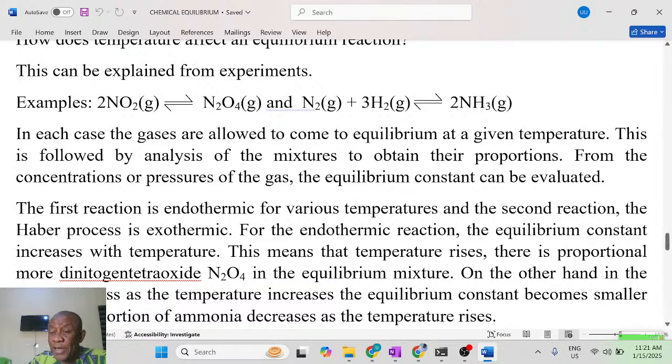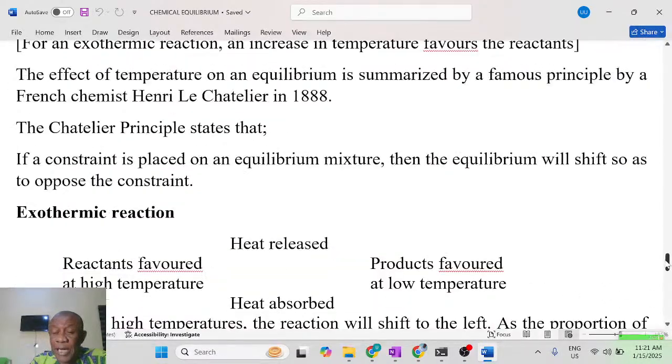Then for the endothermic reaction, the equilibrium constant increases as temperature is increasing. This means that as temperature rises, there is proportionally more nitrogen oxide. As temperature is increased, you have more N2O4 in equilibrium in the mixture.